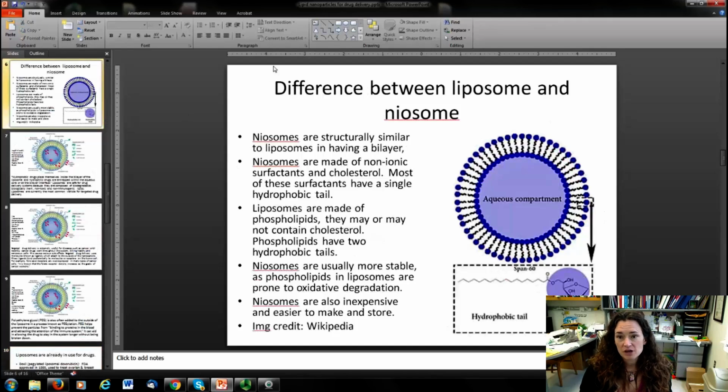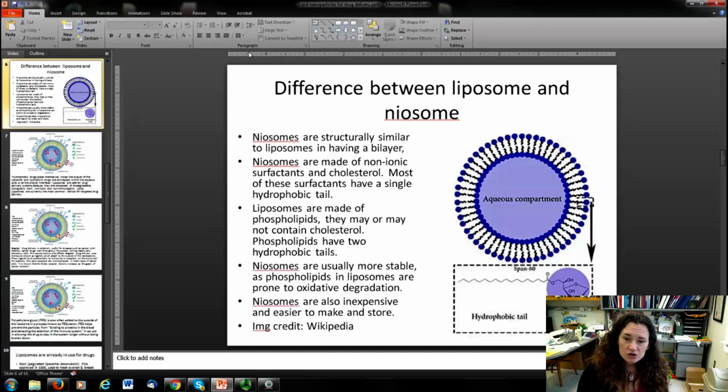There's also something called the niosome. They're structurally similar to liposomes in that they form a bilayer, but they're made of non-ionic surfactants and cholesterol, things like that, and they usually only have a single hydrophobic tail. Liposomes are made of phospholipids, and they may or may not contain cholesterol. Phospholipids have the two tails.